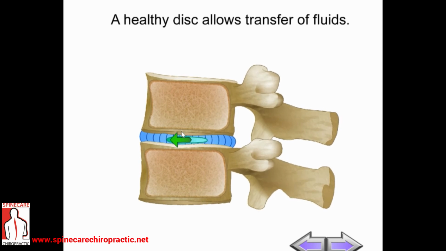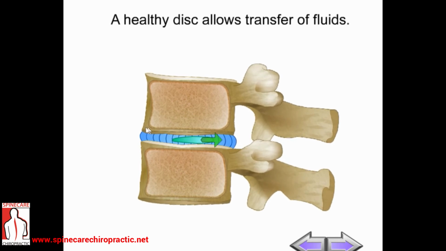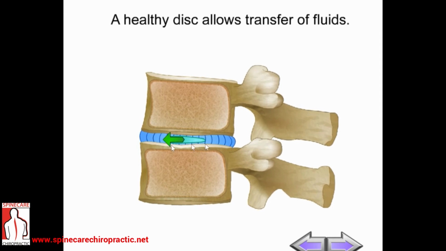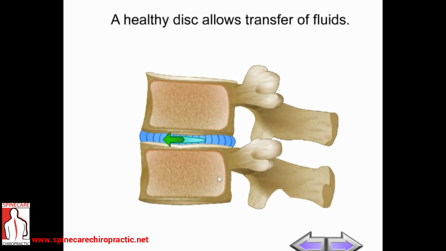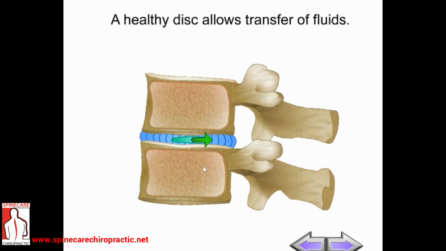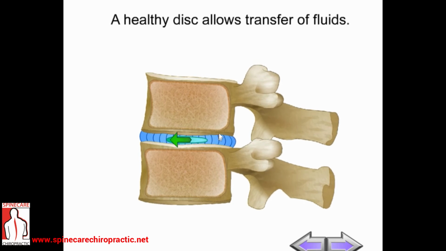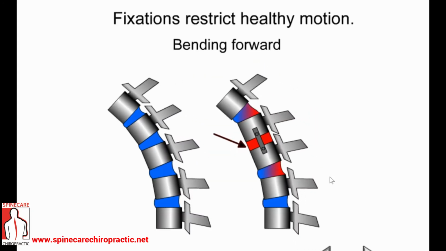Now, for this function to happen, for the disc to keep pumping fluids in and out, remember this function has to happen continuously for the disc to be healthy. For that to happen, the bones at the top and at the bottom of the disc also need to move. If these two bones are not moving properly, it will have a negative effect on the disc. I will tell you in more detail what I mean.